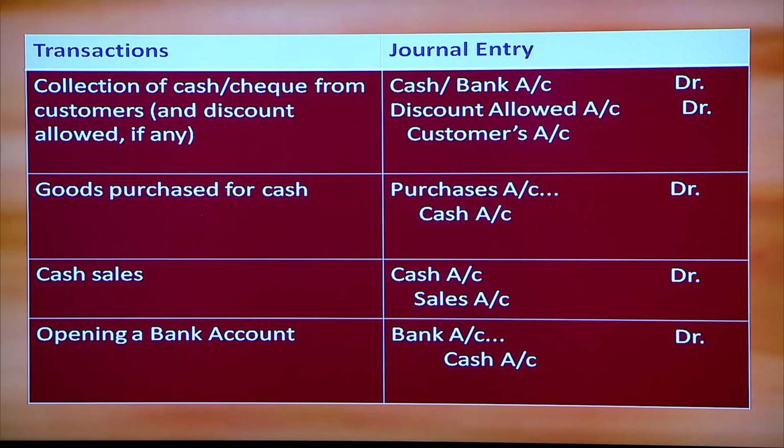Opening a bank account, balance increases, asset increases, so bank account is debited. Cash is going from the business, so cash is decreasing. Rule for asset account, credit when the asset is decreasing, so cash account is credited.